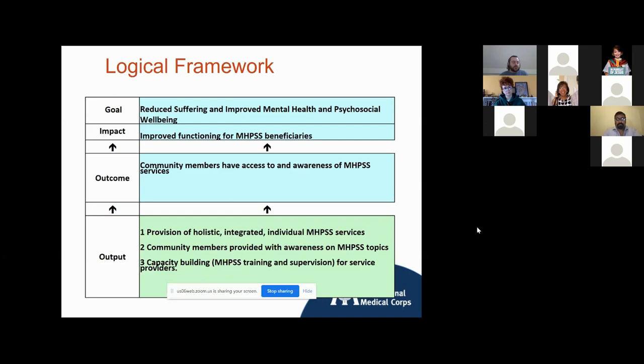To achieve this, the goal, the impact and the outcome, the outputs specifically related to the activities of the intervention are three. The provision of holistic, integrated, individual MHPSS services, community members provided with awareness on MHPSS topics, and to support this, capacity building, MHPSS training, and very importantly, also supervision is provided for MHPSS service providers and healthcare staff.